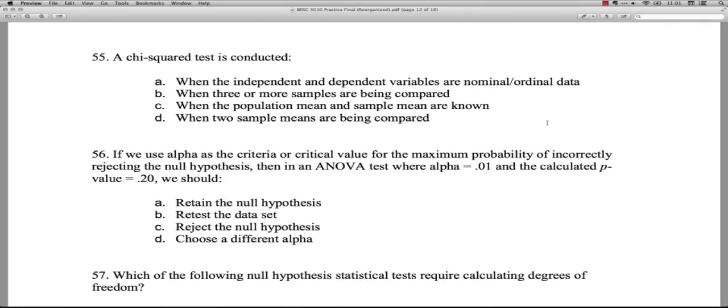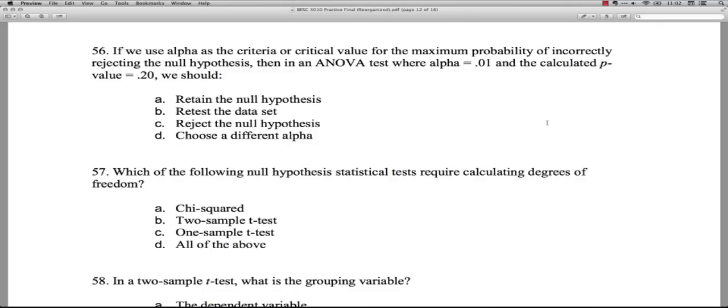Three or more samples? No, that's if you're comparing means and analysis of variance. C, when the population mean and sample mean are known. No, you don't do chi-square in that case. That would be a t-test or a z-test for means. And then D, when two sample means are being compared. No, that's the t-test that we talked about in the last one. So 55 is A. You do a chi-square test when the independent and dependent variables are nominal or ordinal data. That's when they're categorical data.